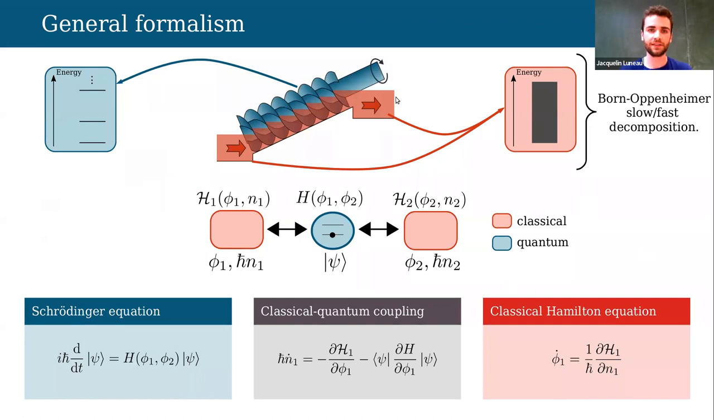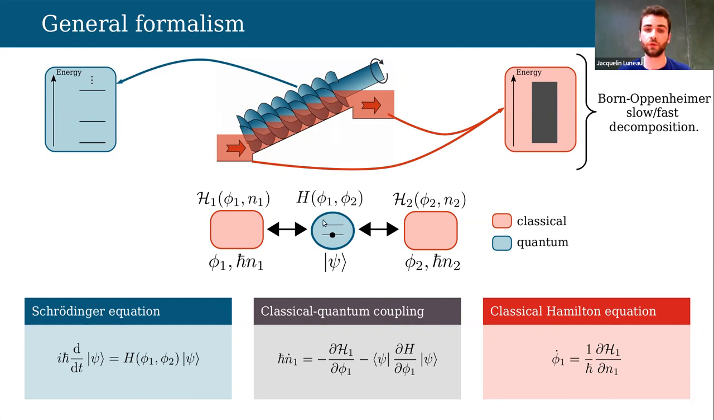As I said, in this formalism, the quantum system, the rotating screw, is a fast degree of freedom. So it will be associated to large energy differences. And so we treat it as a quantum system, with a quantum state and a quantum Hamiltonian. Whereas the slow degrees of freedom are associated to small energy differences, and we will treat them with a continuous spectrum and a pair of conjugated variables denoted phi and n. So a phase and a conjugated number of quanta.